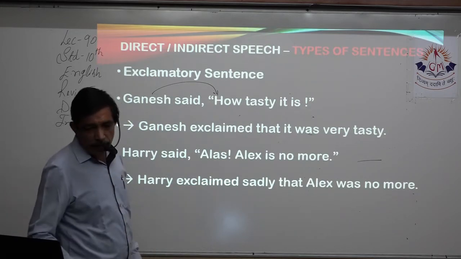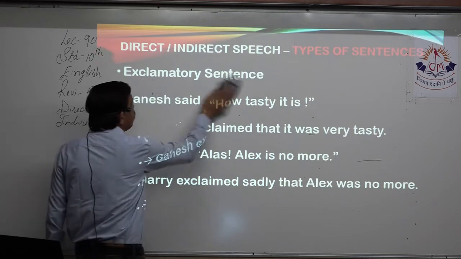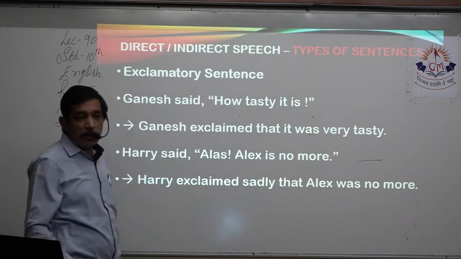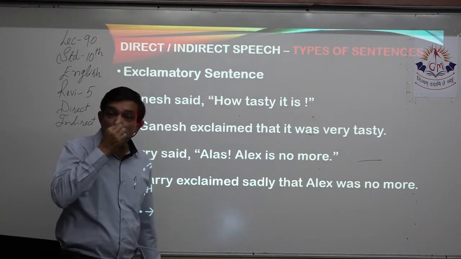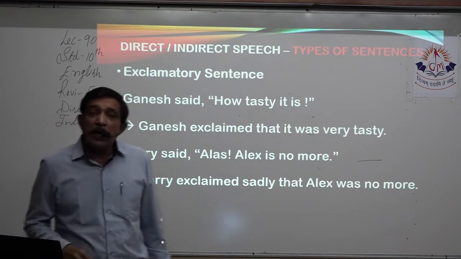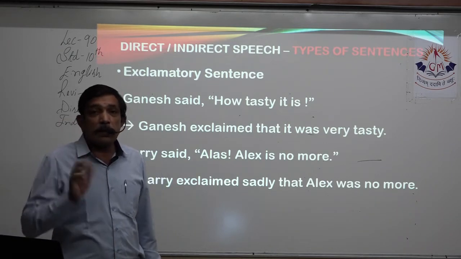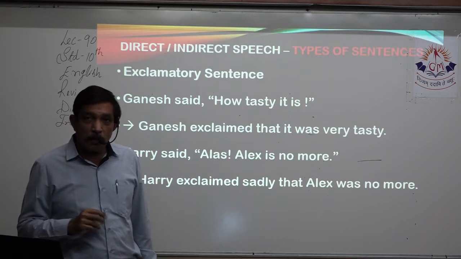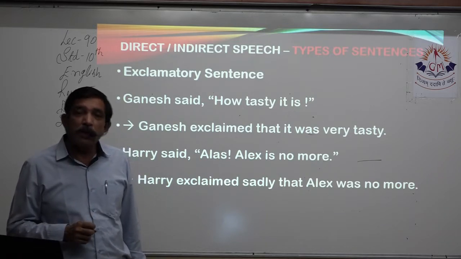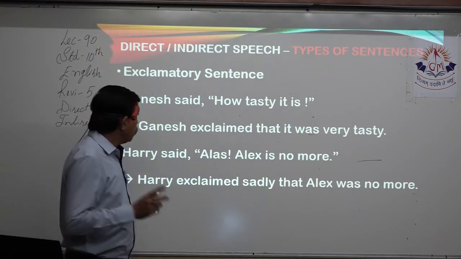Exclamatory sentence. How to change an exclamatory sentence? Exclamatory sentences may have interjection words, or they may not. They can simply have an exclamation mark at the end of the sentence. Both of them are true, and both of them have to be converted into indirect speech.